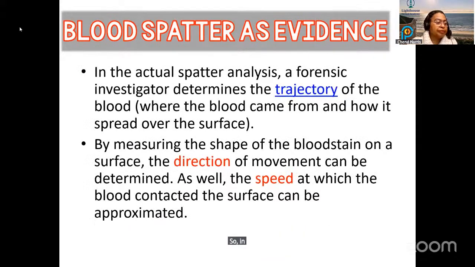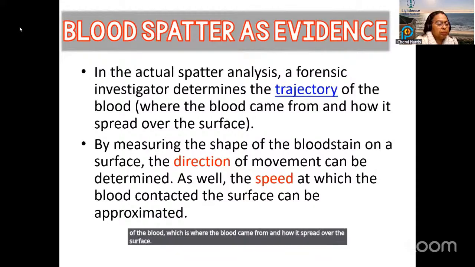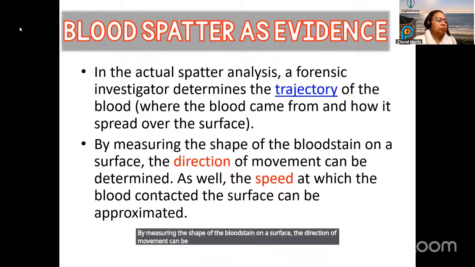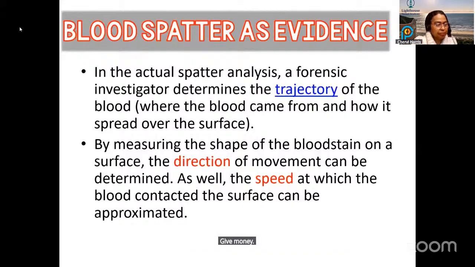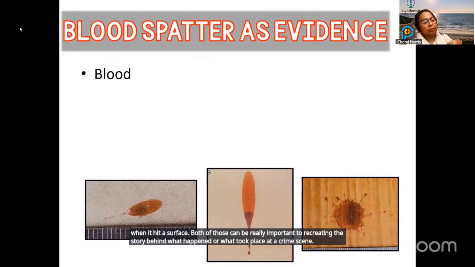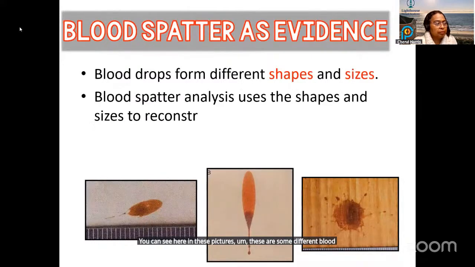So in the actual spatter analysis, an investigator will determine trajectory of the blood, which is where the blood came from and how it spread over the surface. By measuring the shape of the blood stain on a surface, the direction of movement can be determined, as well as the speed that blood was traveling when it hit a surface. Both of those can be really important to recreating the story behind what happened or what took place at a crime scene.